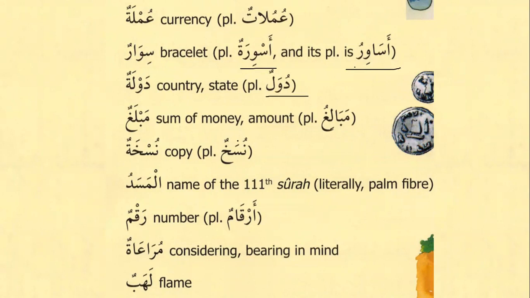Mablaghun, mabalighu. It basically means the place to reach, isn't it? Balagha yablughu, fahuwa balighun, and ismul ala will be miblagh, and dharf will be mablagh. So the place to reach, like when you acquire something. That's why it is called a sum of money or amount, because we acquire it or we get it. So that could be the reason. And the plural is mabalighu.